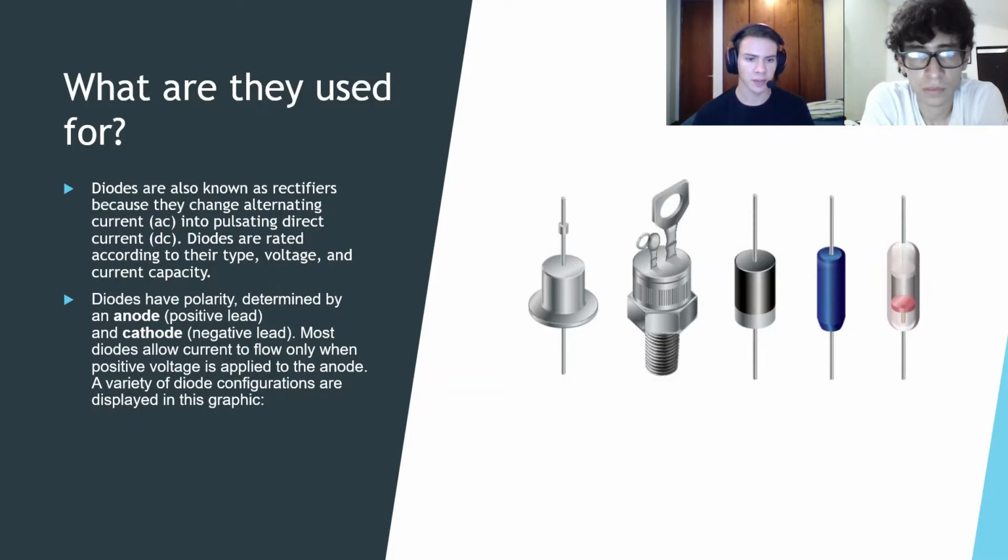Diodes have polarity, determined by an anode, the positive lead, and a cathode, the negative lead. Most diodes allow current to flow only when positive voltage is applied to the anode. A variety of diode configurations are displayed in the graph, as you see in the image on the right. There are a ton of different ways to express a diode.